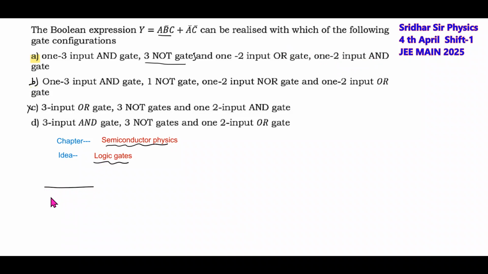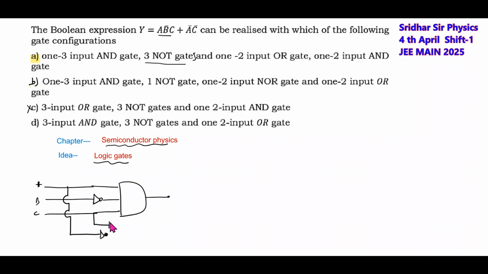So basically, the condition is like this: A, B, C. So first I'll complement it. Then I will give it to the AND gate. Here I'll get it. Then next, individually this has to be complemented. And similarly the C also should be complemented. Then afterwards both AND gate. And these two should be connected to OR gate.